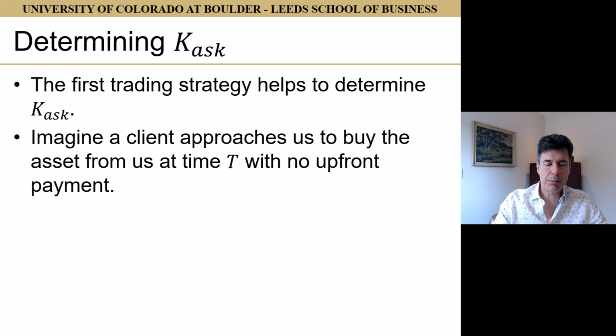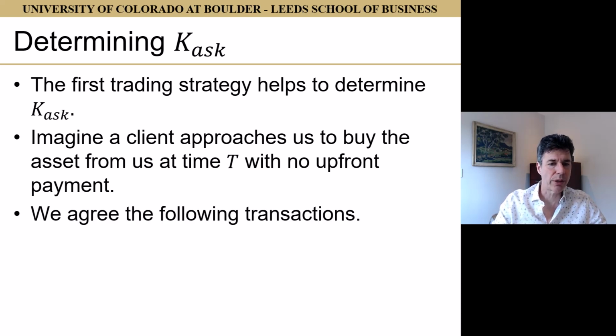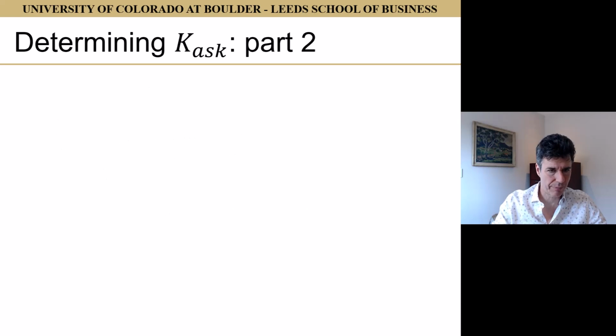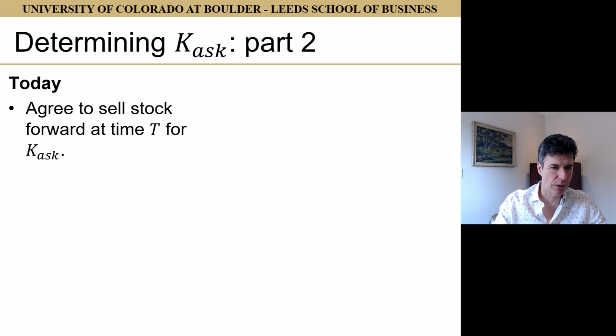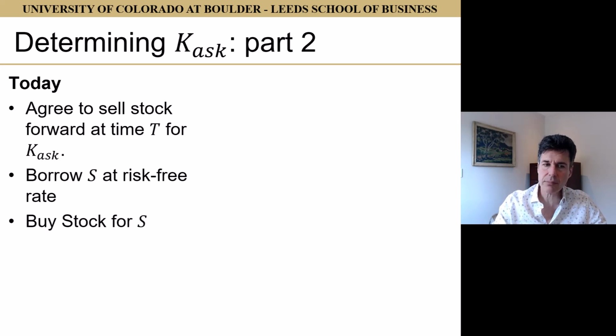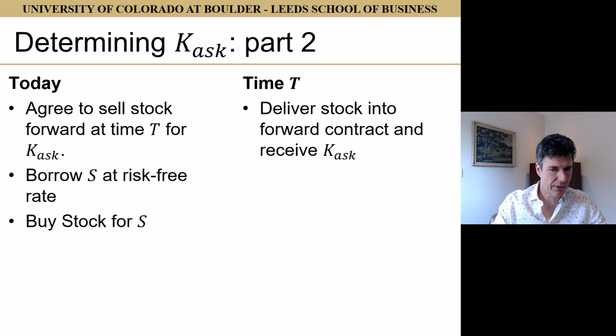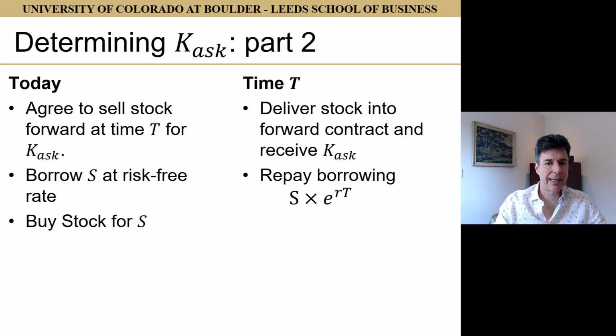So a client approaches us to buy the asset at time T with no upfront payment, and we're going to agree to the following transactions. Today, we agree to sell the stock forward at time T for K ask. We borrow S at the risk-free rate. Remember, S is the stock price. We buy the stock. Now we wait until maturity, and at maturity, we take the stock that we own, we deliver it into the forward contract to our client, and we receive K ask. We repay our borrowing, S e to the RT.